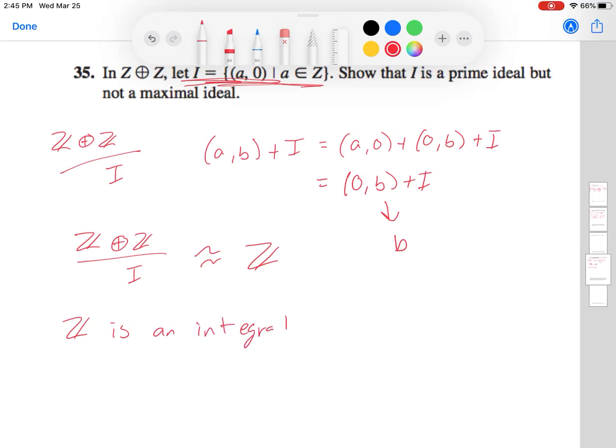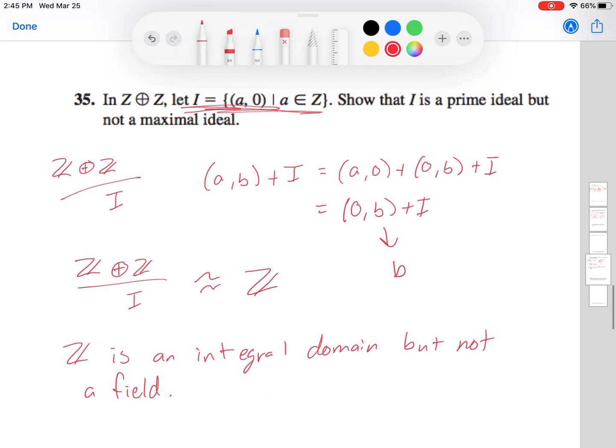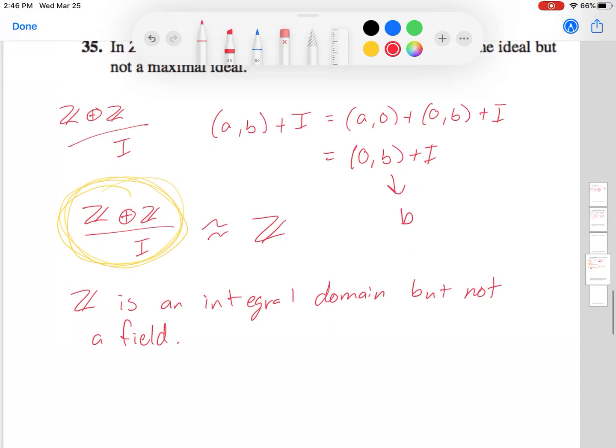So Z is an integral domain, but not a field. So then we would employ Theorems 14.3 and 14.4, and we would see that by 14.3, since this is an integral domain, we know that I is prime. Since it's not a field, we know I is not maximal. So we just use Theorem 14.3 and 14.4 to finish the argument.